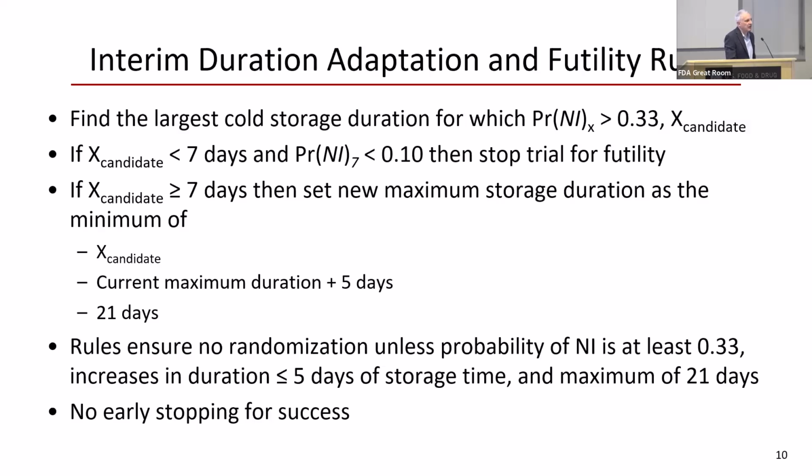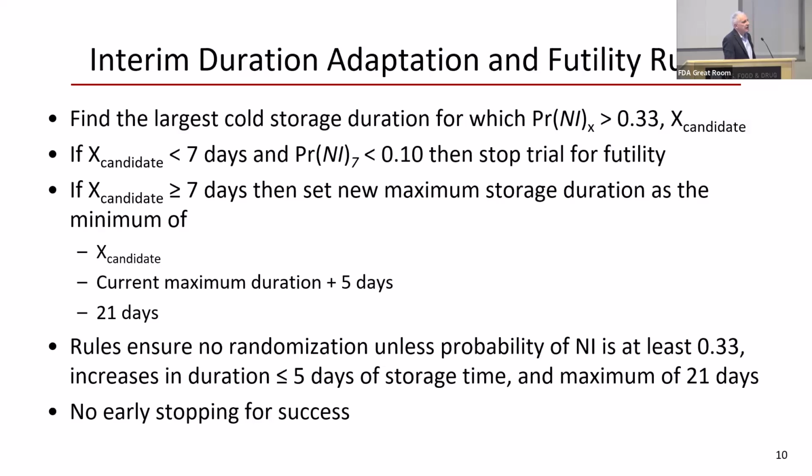If that candidate is less than 7 days and the probability of non-inferiority at 7 days is less than 10%, the trial stops for futility. So that says if we can't store platelets for at least 7 days in the cold and have any reasonable chance they are non-inferior, then we stop the trial.